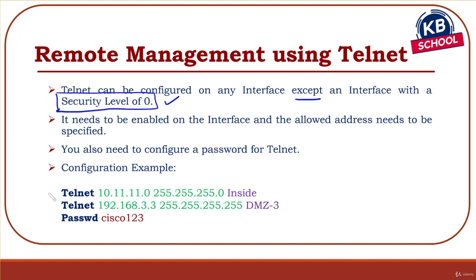So for example, over here, what I'm doing is enabling Telnet from this particular range of addresses. You can do a specific address as well, which I'm doing over here, 192.168.3.3 with a host mask, on that particular interface. So this command enables Telnet on the inside and the DMZ interface for these specific source addresses.